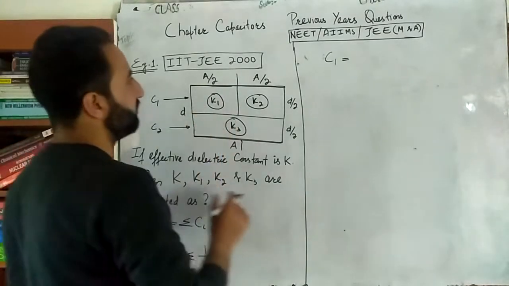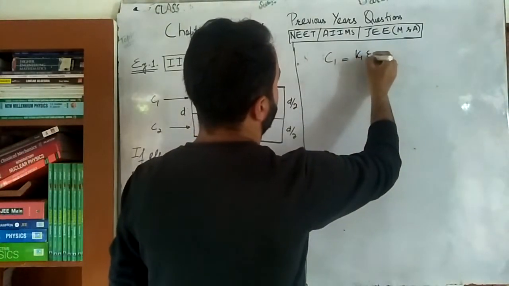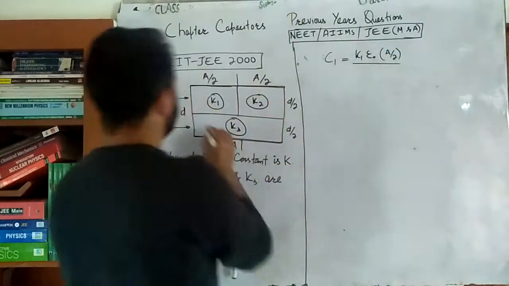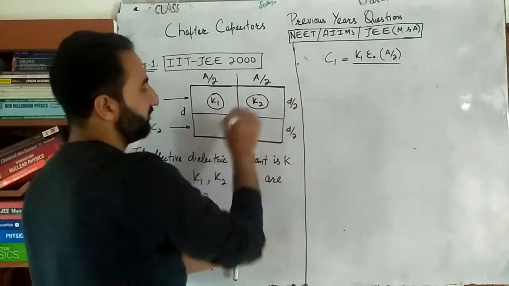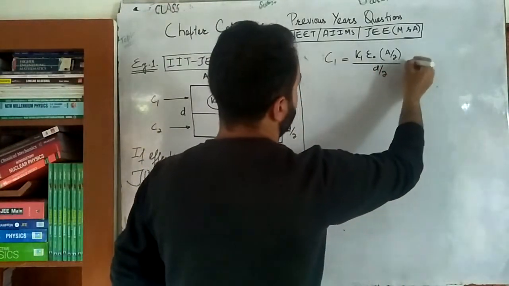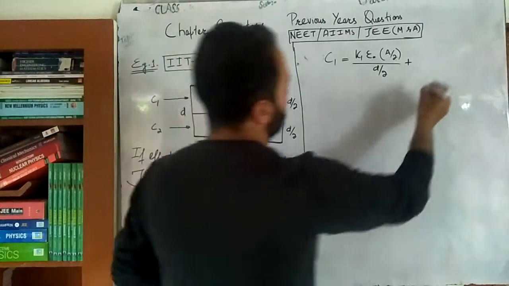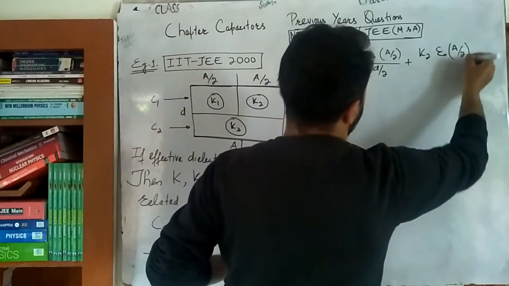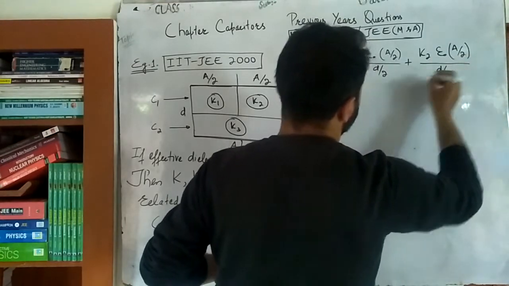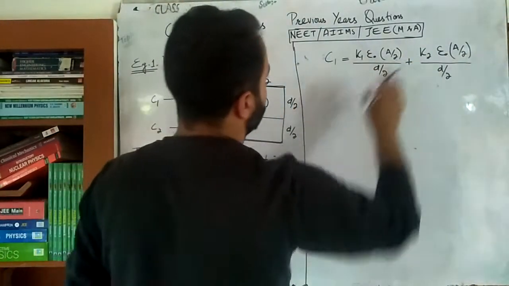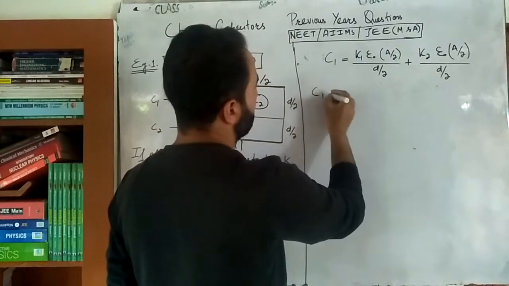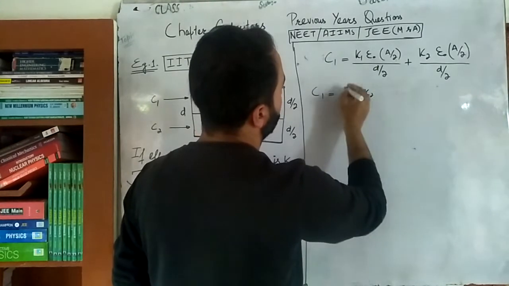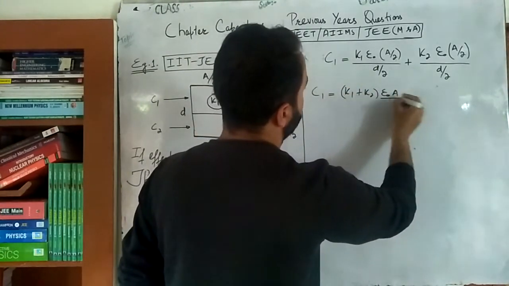So what is the capacitance of this? It will be equal to K1 epsilon naught multiplied by the area of the plates, that is A by 2, divided by the separation between the plates or the width of the dielectric, that is D by 2. Plus this capacitance, K2 epsilon naught multiplied by A by 2 divided by D by 2. So this 2 and 2 will cancel, and we are left with C1 equal to K1 plus K2, times epsilon naught A divided by D.